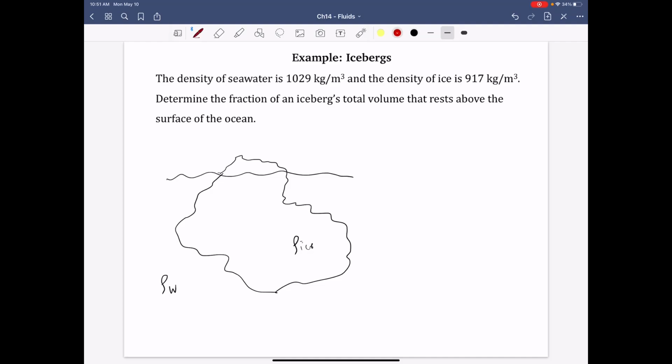So let's do a simple, quick free body diagram analysis. Meaning, what forces are at play? Well, on this iceberg, you have its weight downwards, I'm going to say that's mg. And pushing up, preventing that iceberg from sinking into the ocean, is the buoyant force, which I'll call FB.